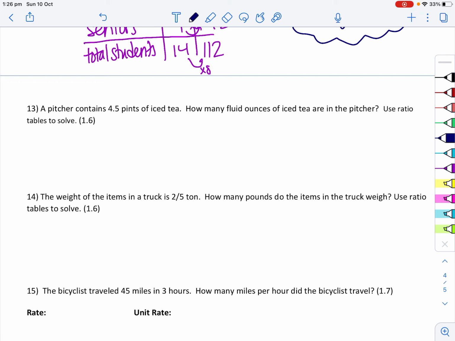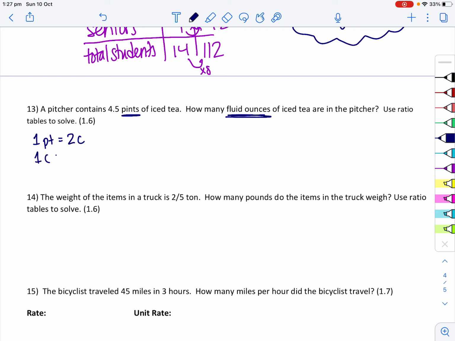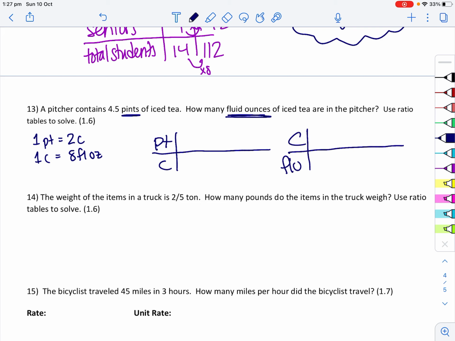Number 13 says a pitcher contains 4.5 pints of iced tea. How many fluid ounces of iced tea are in the pitcher? So I'm going from pints to fluid ounces. So I'm going to have 1 pint is 2 cups and 1 cup is 8 fluid ounces. So I need 2 tables. So I need to go from pints to cups and then from cups to fluid ounces.